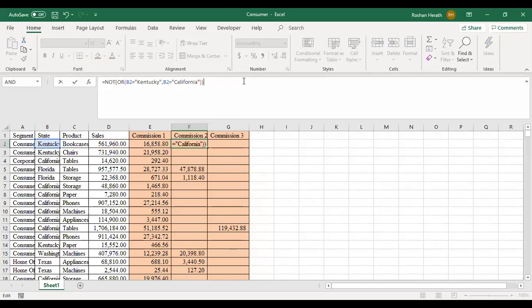Enter. Then it comes false. Now you can see this is now a boolean operation, right? If you add this, you get false everywhere.